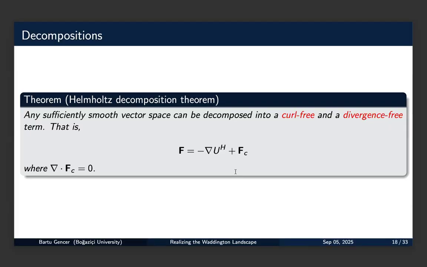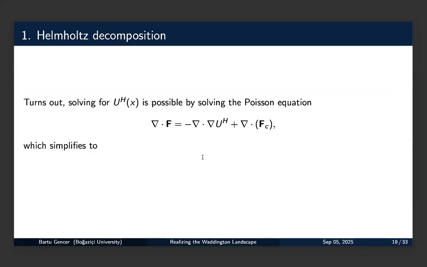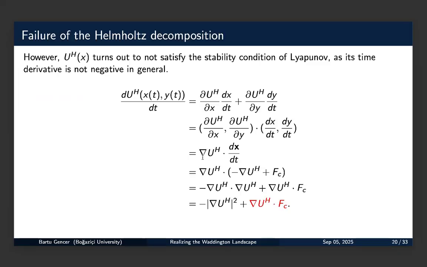However, most fields, as we have mentioned, are not. So the idea here is, okay, maybe we can still make this decomposition, and maybe this U of H can give us a quasi-potential. But first of all, can we compute U of H this way? This turns out to not be a big problem, because we can just solve this Poisson equation, which can be done with numerical methods, so it's not a problem.